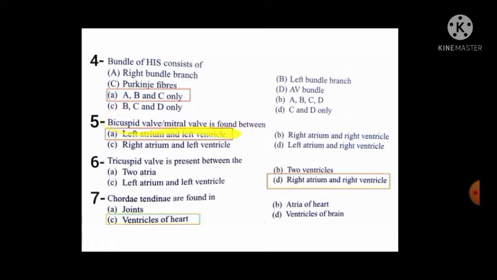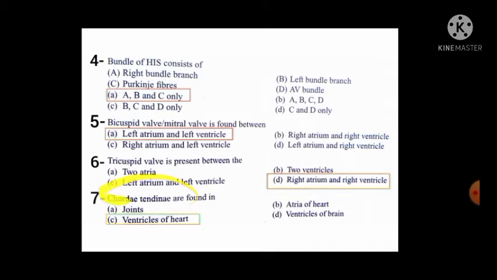Bicuspid valve or mitral valve is found between the left atrium and left ventricle. It is also called the atrioventricular valve. Tricuspid valve is present between the right atrium and right ventricle, and it is also called the atrioventricular valve.